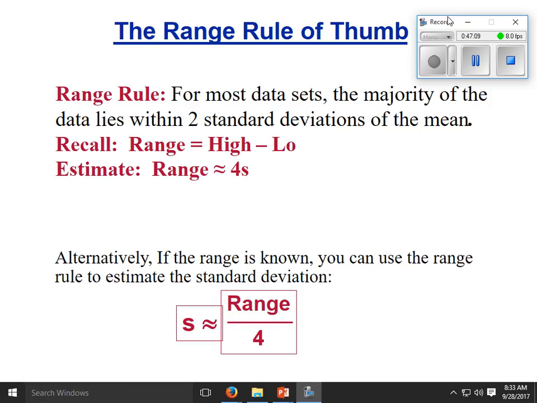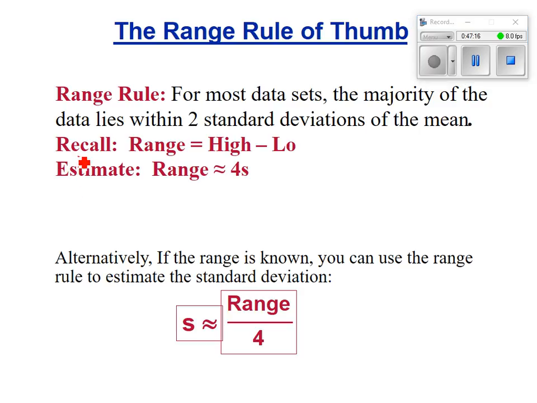To get sort of an estimate of that, we could use this range rule right here. And this is the range rule to get that estimate. The range is always going to equal 4 times the standard deviation. So if we take 4 times the standard deviation, that should give us the range of the data. That should tell us how far it is between the high and the low of the data.